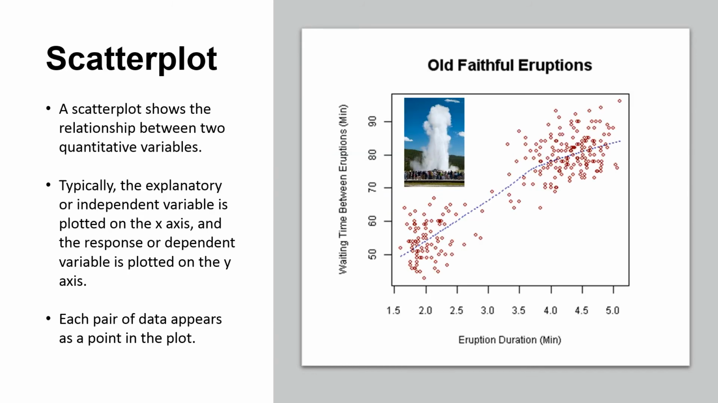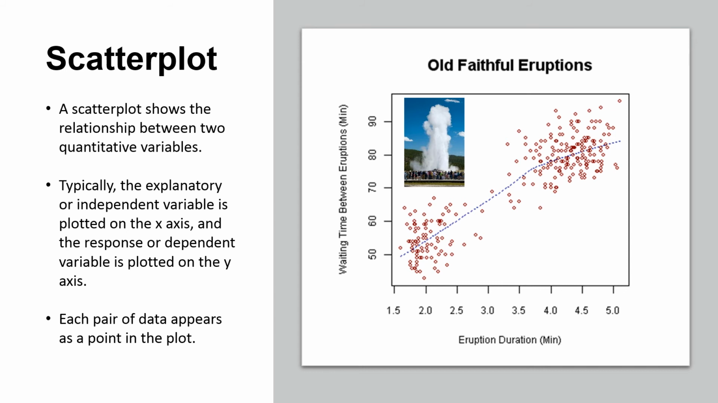A scatter plot shows the relationship between two quantitative variables. This scatter plot shows the relationship between Old Faithful geyser eruption duration and waiting time between eruptions. There appears to be a nearly linear relationship between the two, as illustrated in the graph. In addition, there are two linear groups of data.